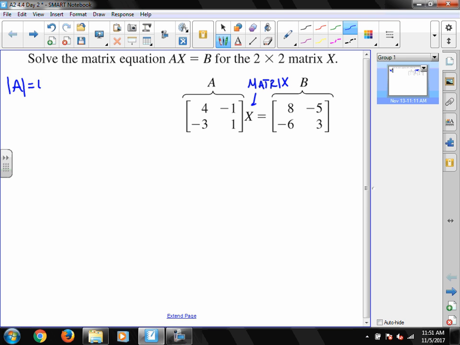So I'm going to take 4 times 1 minus negative 3 times negative 1. I'm going to get 4 minus 3, which is equal to 1. So my inverse is going to be 1 divided by 1, and the 1 and 4 switch spots. Negative 1 and negative 3 are both negative, so they need to change signs. So this is going to be a positive 1 and a 3. My inverse matrix is going to be 1, 1, 3, and 4.